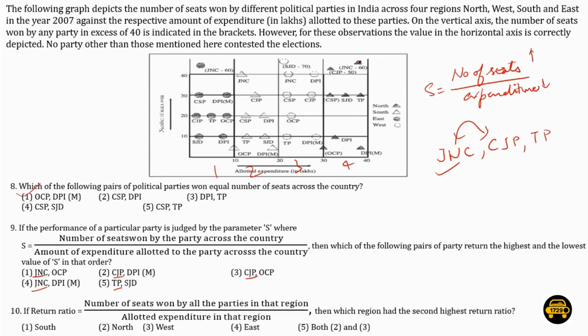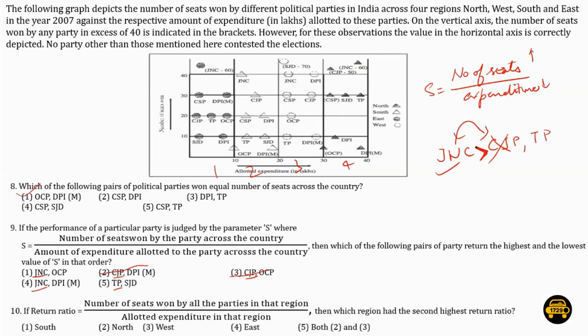And in the fourth region, again, JNC has won more number of seats. Expenditure is a bit high, but it will be cancelled out because if we look at this zone, the expenditure of JNC was very low compared to CJP, and again here too. So again, we can say cumulatively for all the four regions, the value of S for JNC will be greater than CJP. So CJP is eliminated from the options. So the second option and third option cannot be the correct answer.